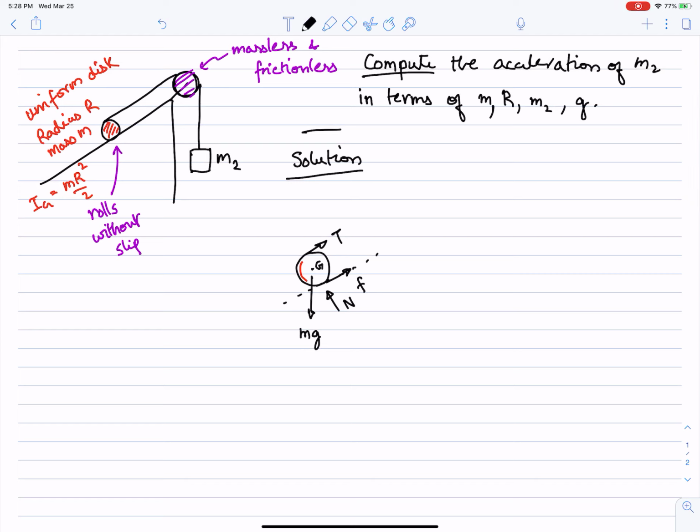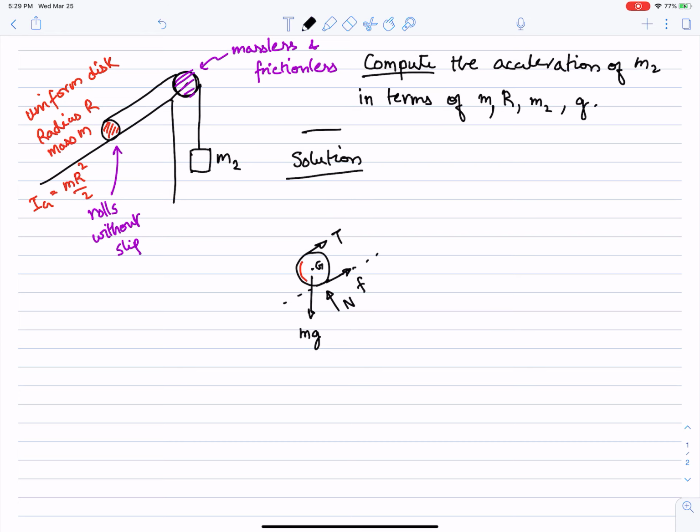For the pulley itself, because it's massless, all we have is the fact that the tension on this rope is equal to the tension on this side of the rope. If it had mass and moved without slip, the tensions could be different. But if the pulley is massless and frictionless, then the two tensions are equal, so we can really skip the pulley free body diagram.